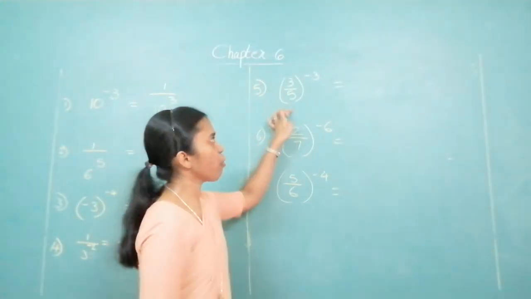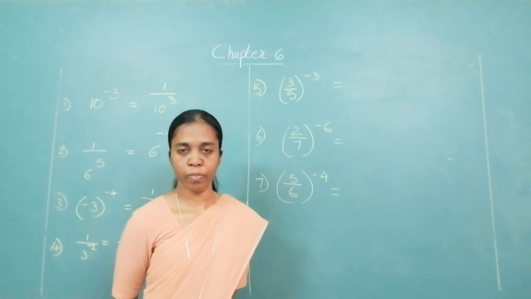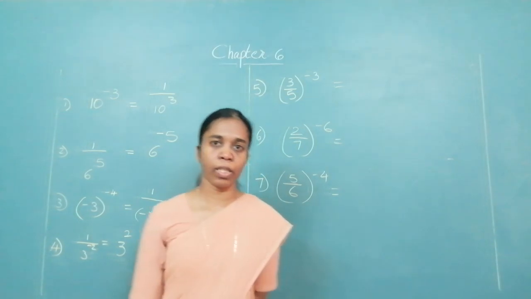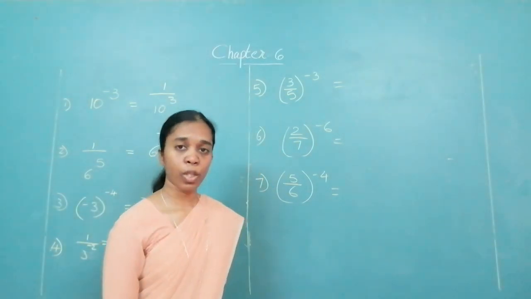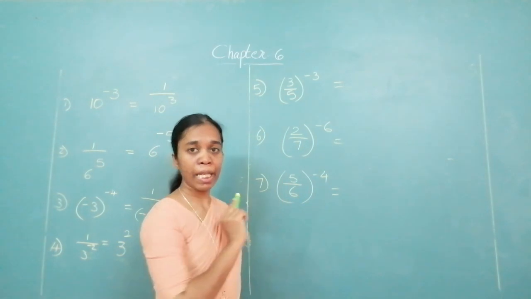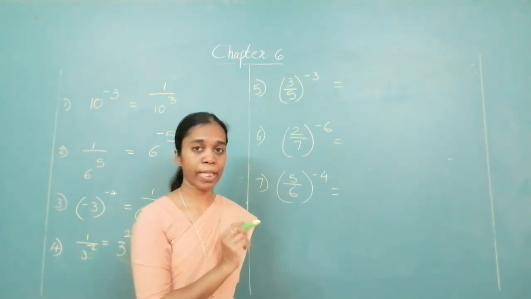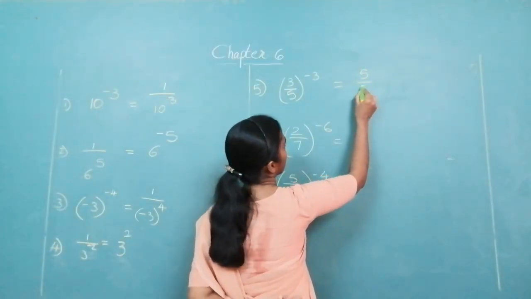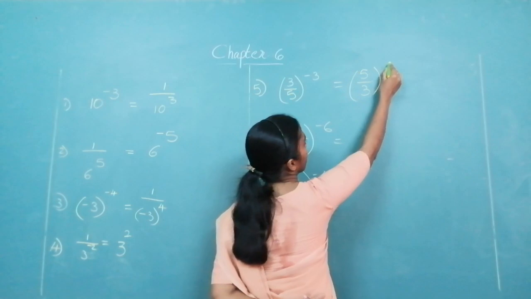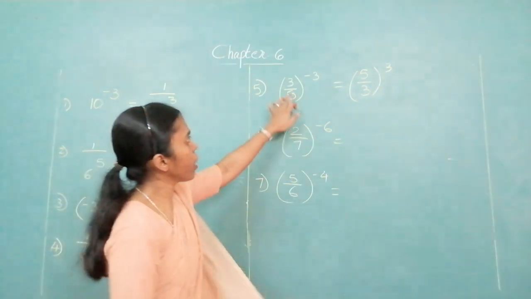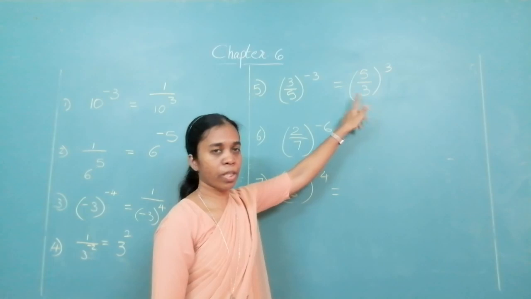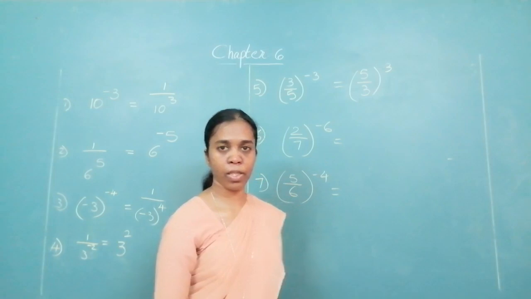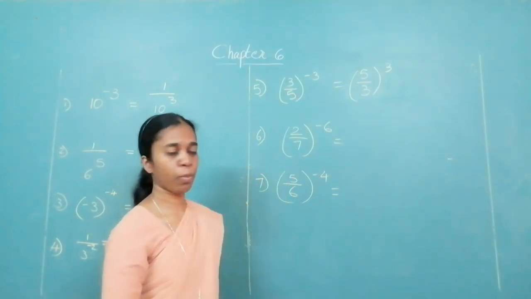Now I have 3 upon 5 raised to minus 3. All this while we saw the base as a single number, single digit. Here it is a fraction. So how do we do it? To make the index positive, let's change the numerator and denominator. That is 5 upon 3 raised to 3. You can see that my numerator became the denominator and the denominator became the numerator, and the sign of the index changed. This is how I write the index as a positive number.